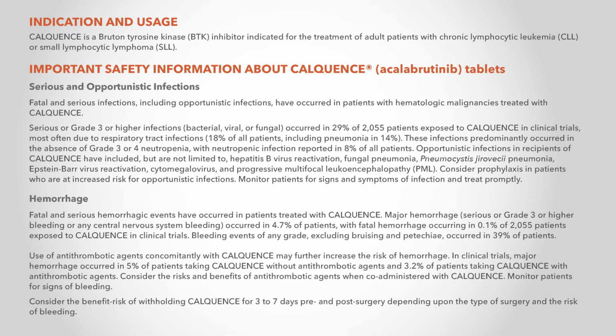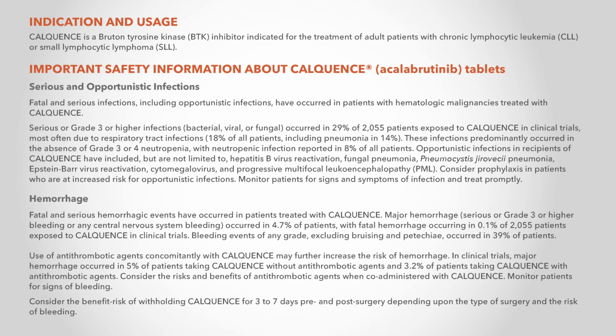Indication and usage. CALQUENCE is a Bruton tyrosine kinase BTK inhibitor indicated for the treatment of adult patients with chronic lymphocytic leukemia, CLL, or small lymphocytic lymphoma, SLL. Important safety information about CALQUENCE, acalabrutinib tablets.